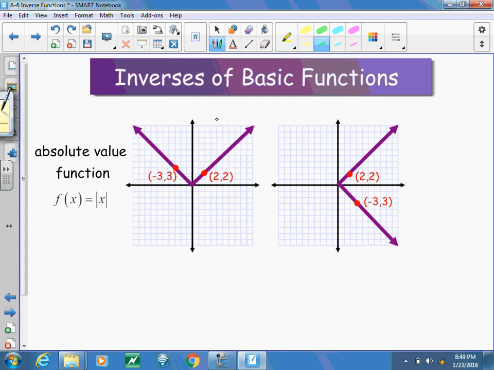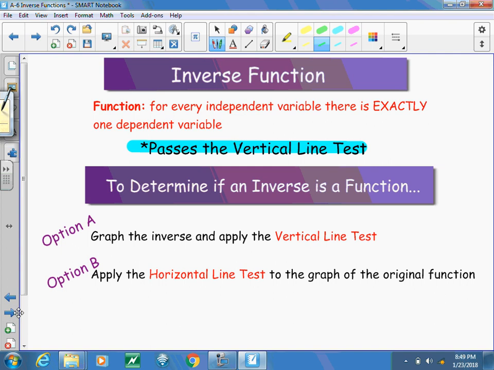The absolute value is going to come into a problem just like the parabola did, in the fact that even though the absolute value is a function, its inverse is not a function. And this can be easily done by testing out your vertical line test. Now you also have another option, and that is called the horizontal line test. So to figure out if an inverse is a function, you can apply the vertical line test to the inverse of the graph.